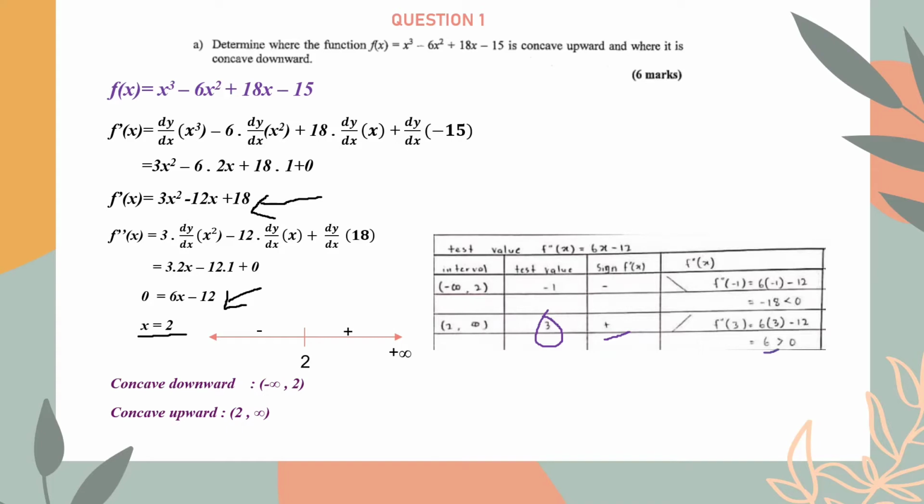So, it will be positive on the right side of the number line. If we plug in a number less than 2, which is −1, we will get a negative number, which is −18. So, the left side of the number line will be negative. Thus, the left side is concave down because the second derivative is negative, while the right side is concave up because the second derivative is positive.